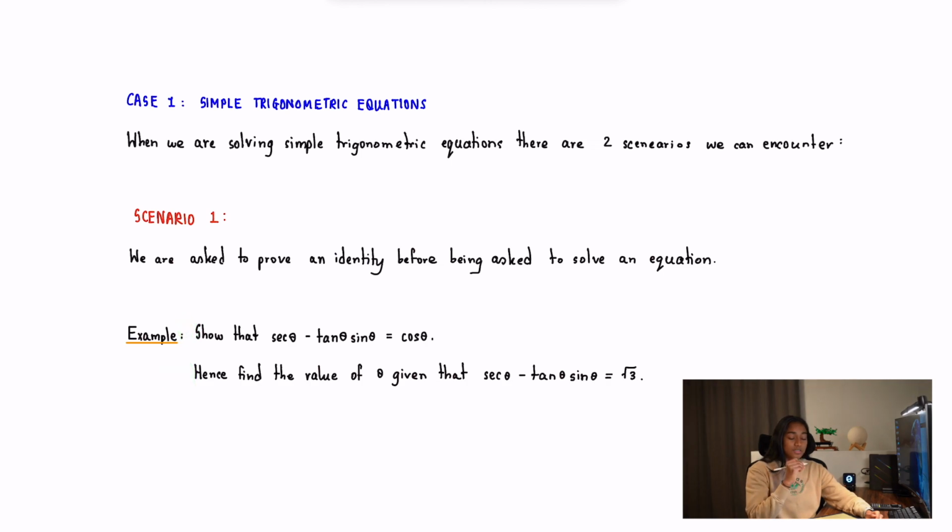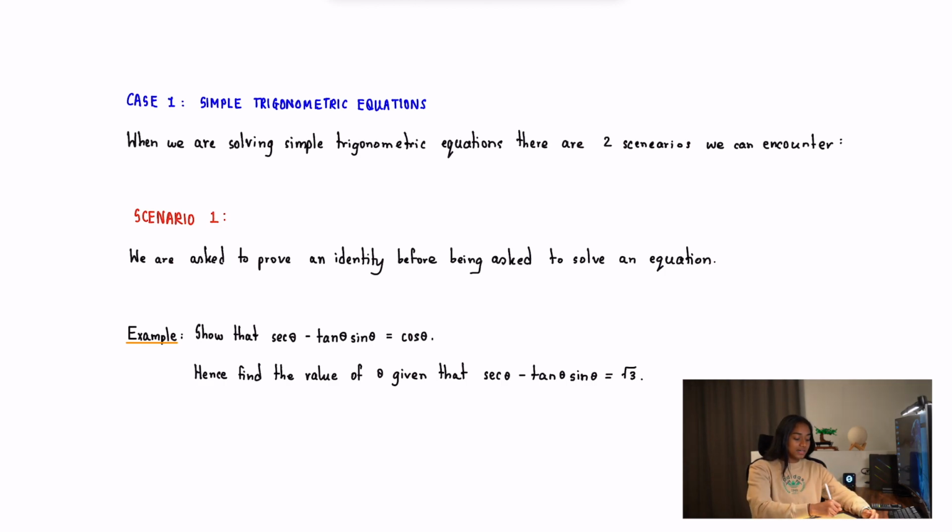The first part says to show that sec theta minus tan theta sine theta is equal to cos theta. What this is asking us is to prove an identity. The reason is that in part 2, we can utilize that identity by substituting it, and that will make it much easier for us to solve the equation. So you'll see that now.